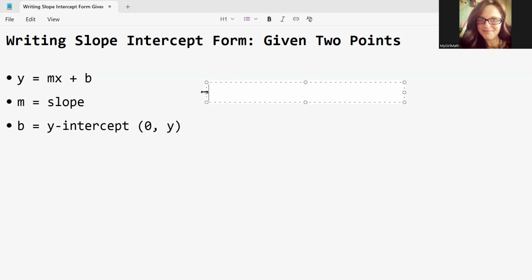Number 1, let's write the equation of the line that passes through the point 1, comma 1 and the point 0, comma 5.